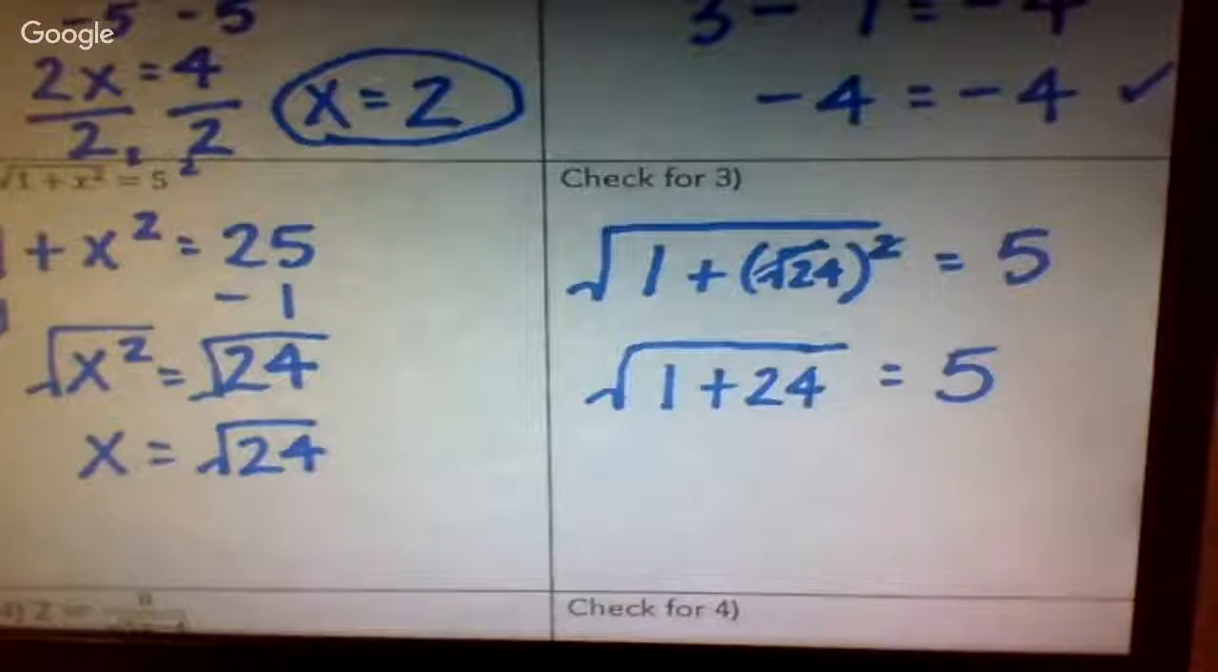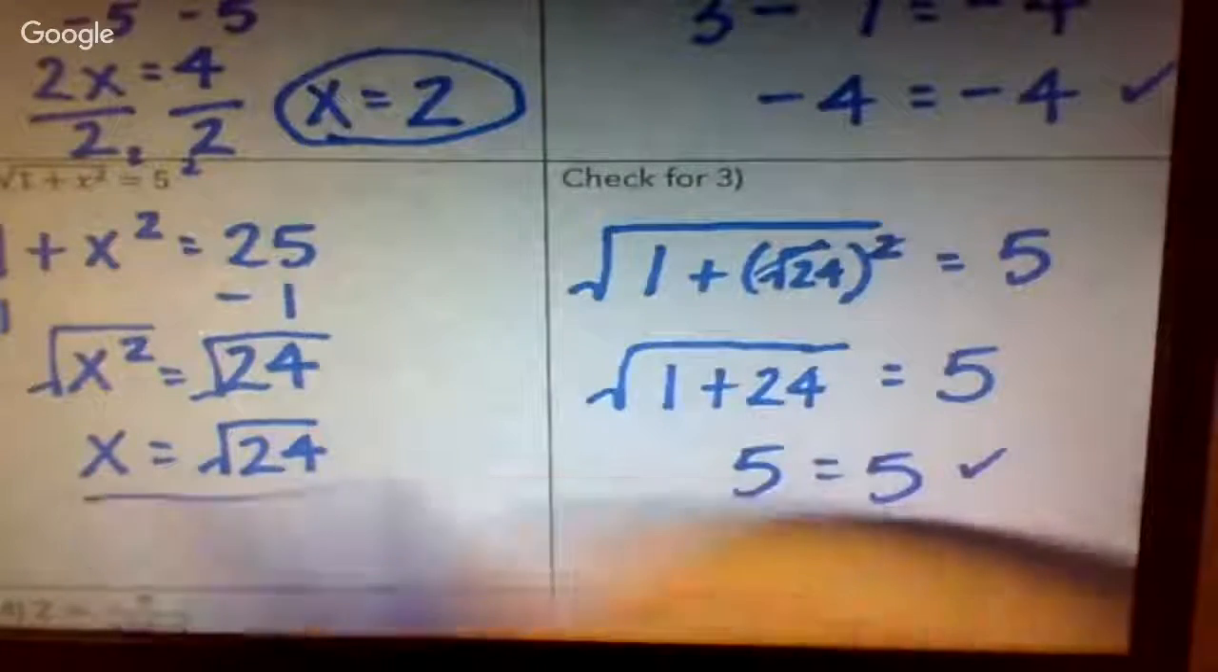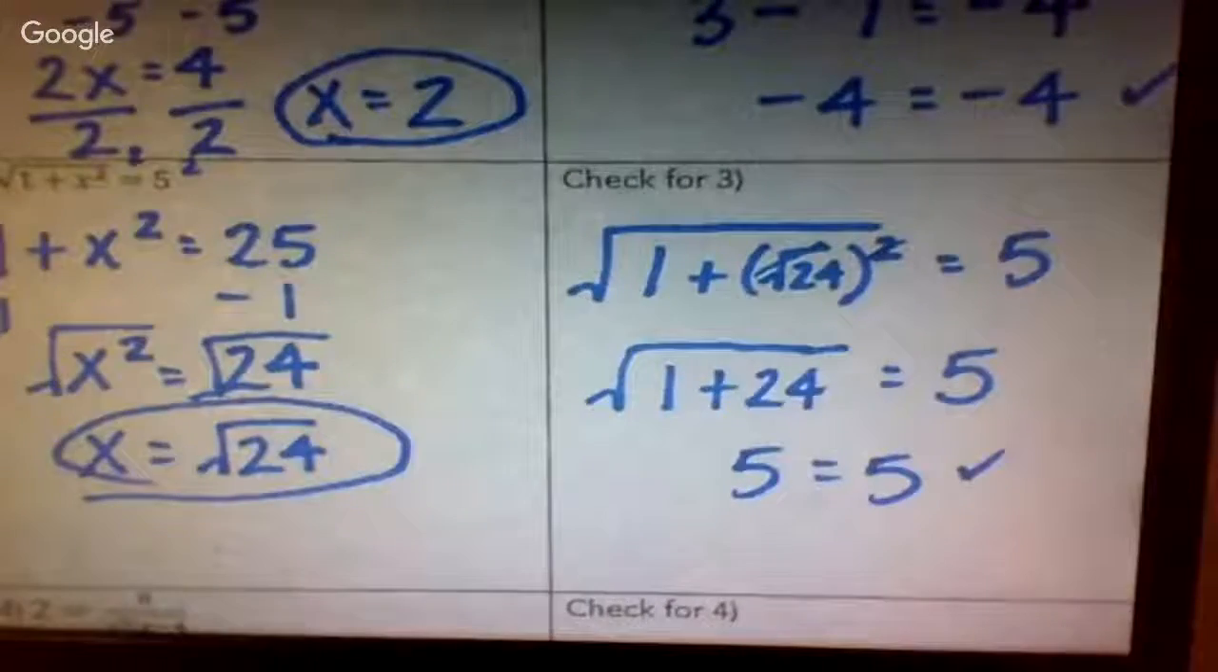Okay. So what's 1 plus 24? 25. And what's the square root of 25? 5. Does 5 equal 5? Yes. So x equals the square root of 24 is an answer.